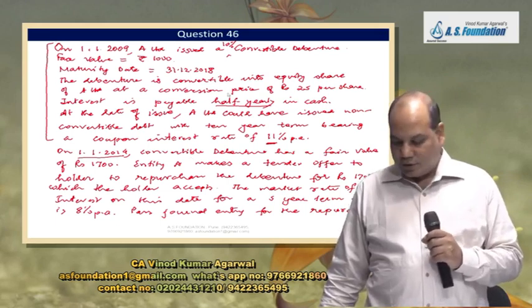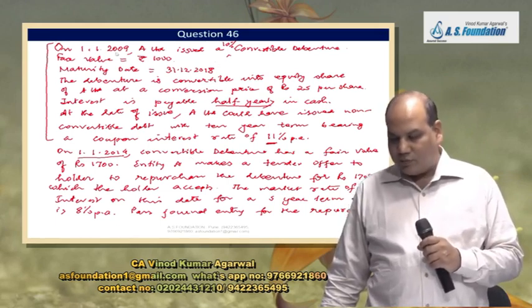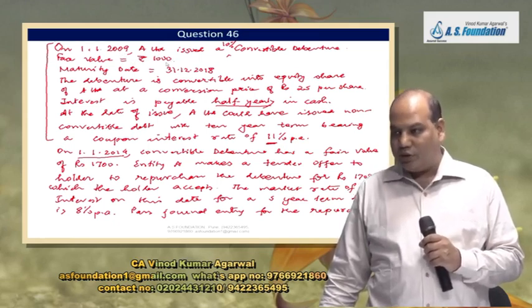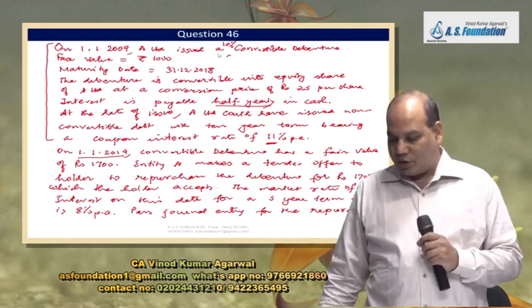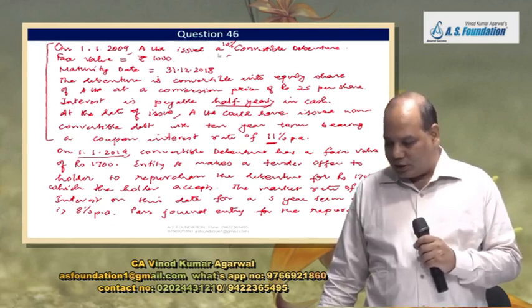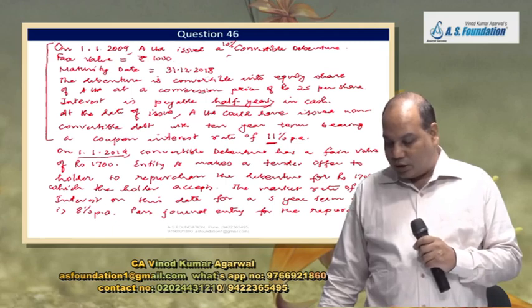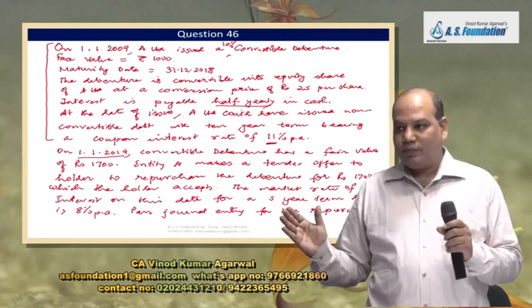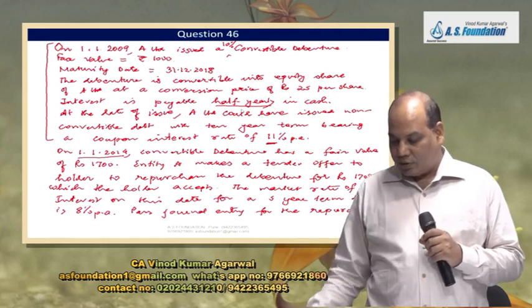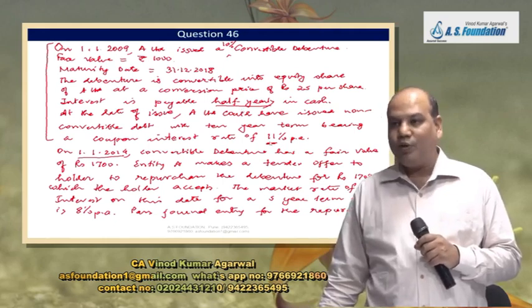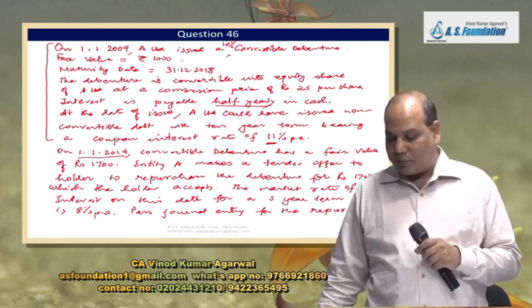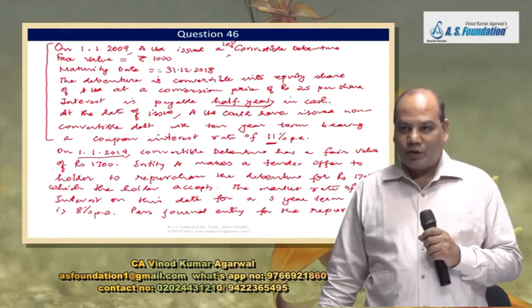Okay, I will solve. Okay, don't worry. First, on 1/1/2009, we are going to split this 1000 rupees into liability and equity. That we can do. It's a 10-year instrument, and it's a half yearly instrument. So the number of periods will be 20, the discount rate will be 5.5%, and the 6 monthly coupon will be 5% of 1000, that is 50 rupees.